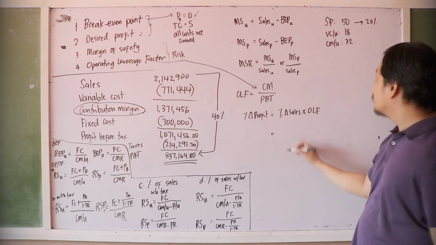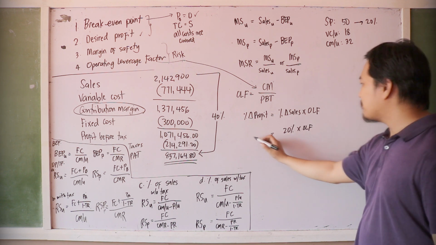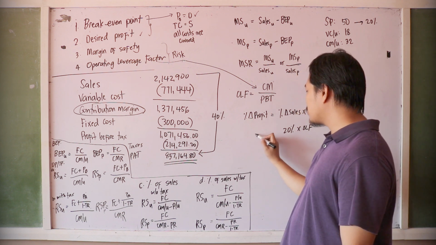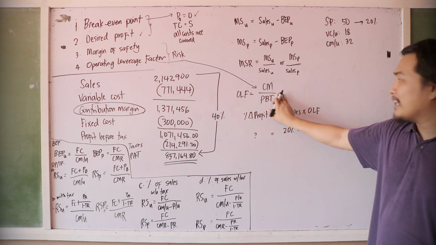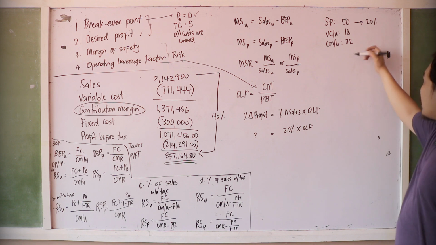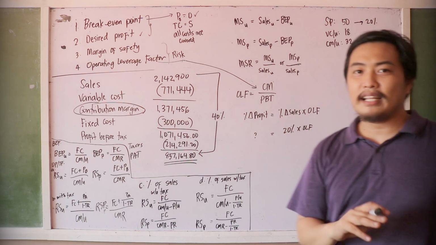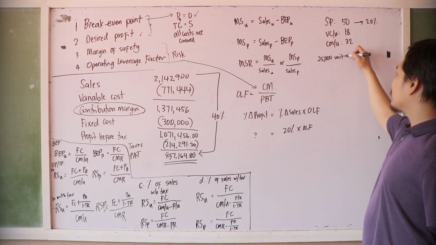So, syempre ito, 20% times OLF, ang lalabas yung percent change in profit natin, which we don't know yet. Kasi nga, hindi pa natin alam yung OLF. I-solve natin contribution margin over profit before tax. So, yung ating total contribution margin, maglagay na lang tayo ng example natin na level of sales. Let's say, yung 25,000 na sales kanina.